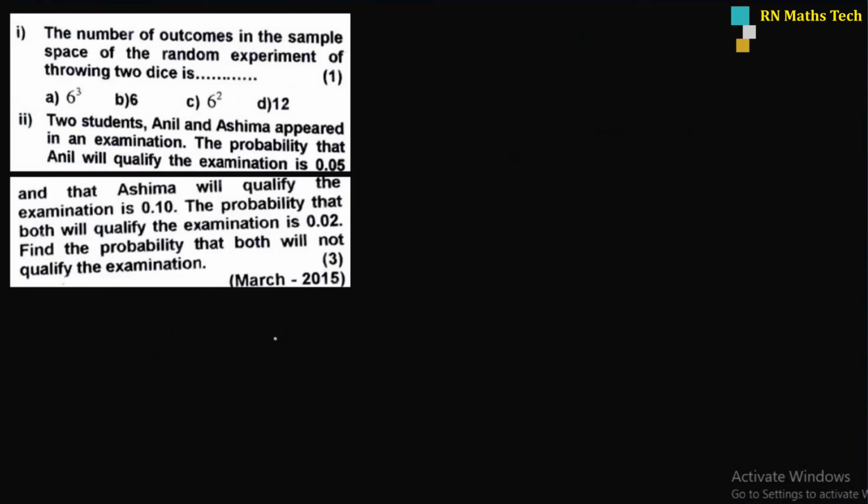Next one, the number of outcomes in the sample space. First one, the number of outcomes in the sample space of the random experiment of throwing 2 dice. That is 6 square.